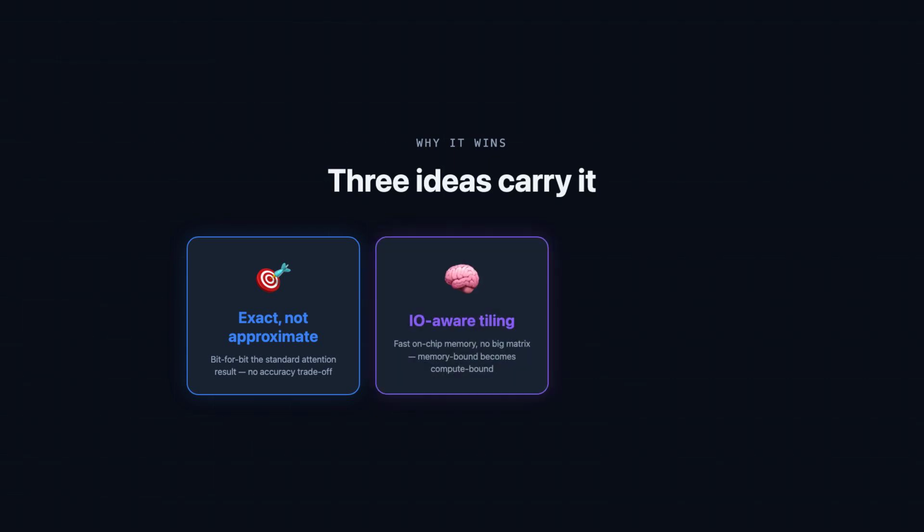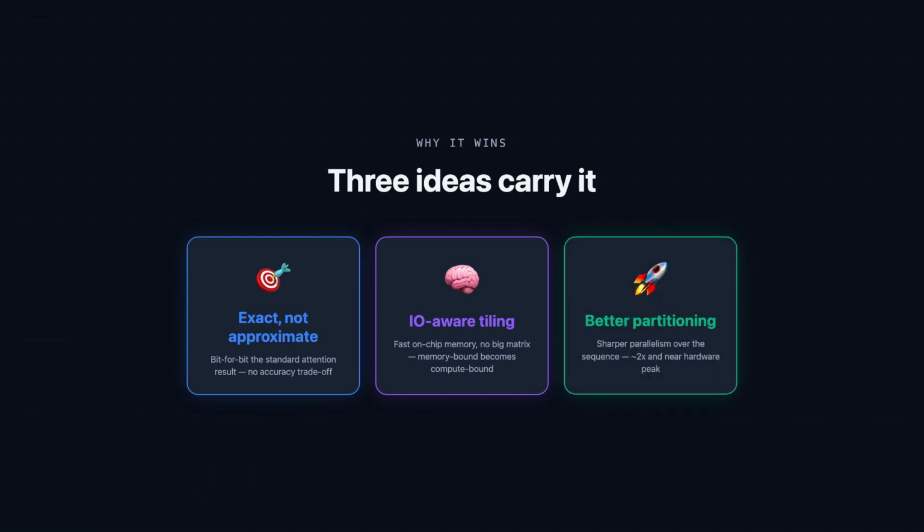Being aware of the memory hierarchy is the whole game. By tiling into fast on-chip memory and never writing the big matrix, it turns a memory-bound operation into one limited mostly by actual arithmetic, which is exactly what you want on a GPU.